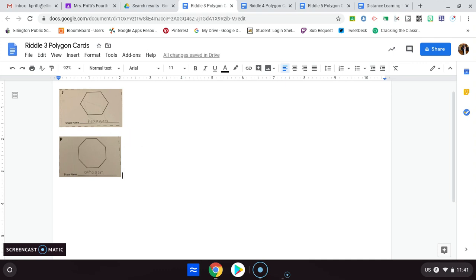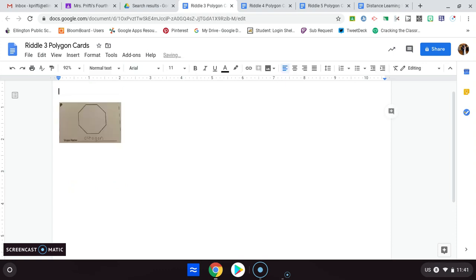Last one. My polygon has 8 lines of symmetry. Oof. 1, 2, 3, 4, 5. Oh my gosh, it's got to be an octagon. I wonder if the sides are all equal, if that's how many lines of symmetry it has. Like a square has 4 equal sides. I wonder if it has 4 lines of symmetry. I wonder if that's something that matches.